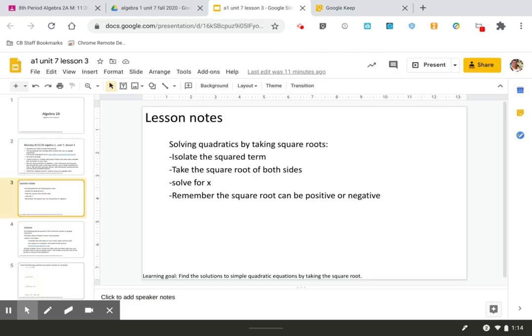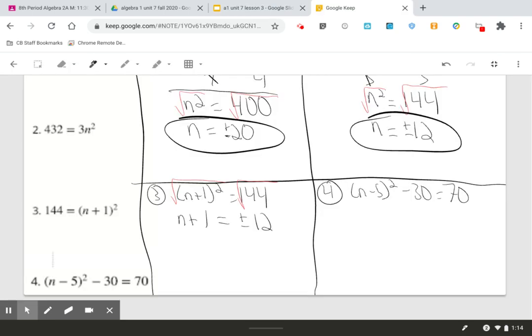So I have isolated the squared term. It was already isolated. And I took the square root of both sides. Now I'm going to solve for x, or in this case, n. To get n by itself, I need to subtract 1 from both sides. In this case, there are going to be 2 answers, because this is plus or minus, positive and negative 12, which means I'm going to calculate it twice, once with plus and once with minus.